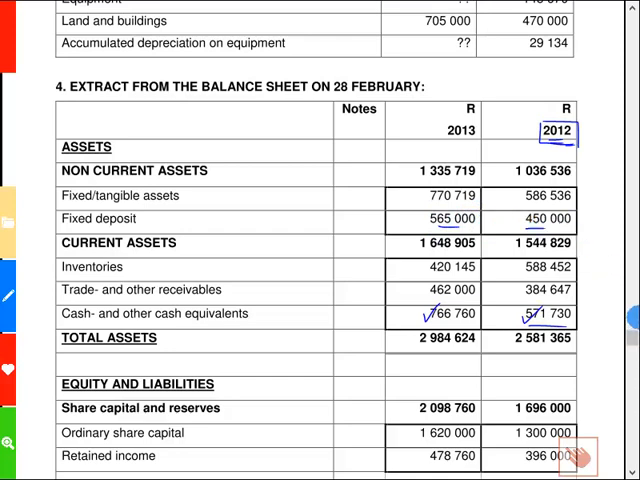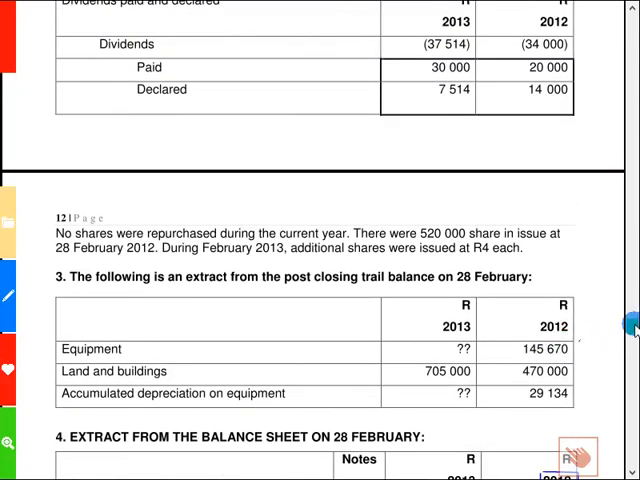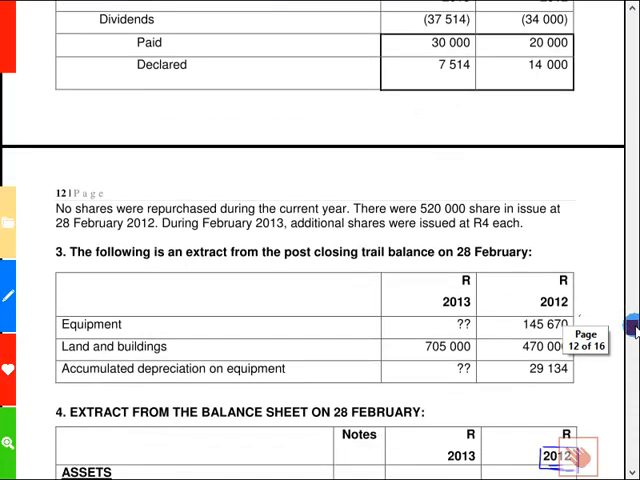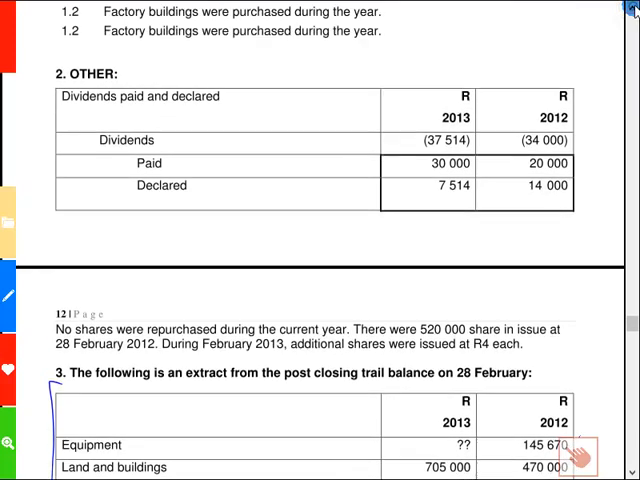Oh, sorry, not that one. Went from 770, or the other way around, 586 to 770. Still doesn't give us enough. Here we go. Here's some information. And let's see if there's anything else. Yes, fixed assets. Point number 1, and also point number 3. So that's going to give us the information that we need for our depreciation. So let's read point number 1.